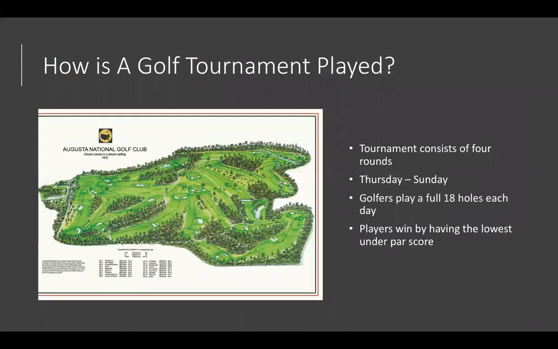So, for those of you who don't know, how's a golf tournament played? A tournament consists of 4 rounds, Thursday to Sunday, and each day golfers will play 18 holes each. Basically, the player that wins is the one who has the lowest score at the end of the day on Sunday. A regular par for a course is 72. So if you have lower than that, then you'll be sitting pretty, hopefully.